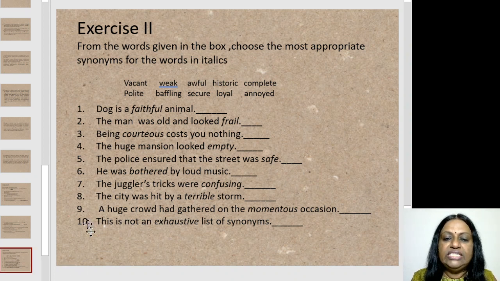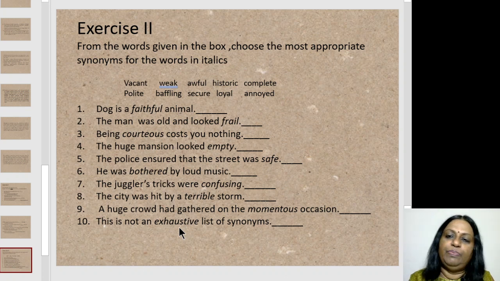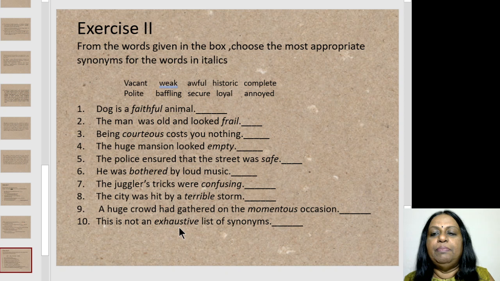Let's move on to the sixth gap fill. He was bothered by loud music. So we need an appropriate synonym for bothered. So let's look at the list of words and let's pick up annoyed. He was annoyed by loud music.